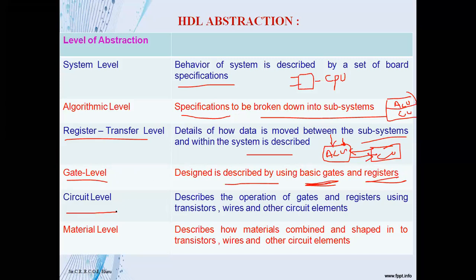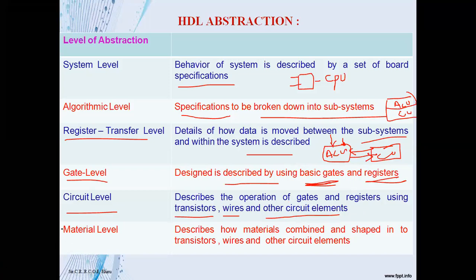And the next one is the circuit level. The circuit level describes the operation of the gates using circuit elements. The circuit elements are the transistors, connecting wires, and other circuit elements such as resistors or capacitors, or any other circuit elements which are required. The circuit level describes the operation of the basic gates and registers with the help of circuit diagrams.